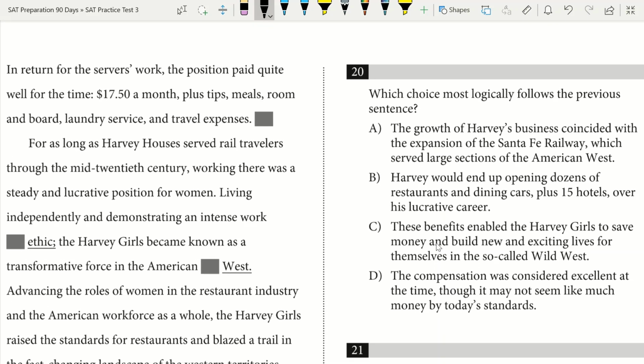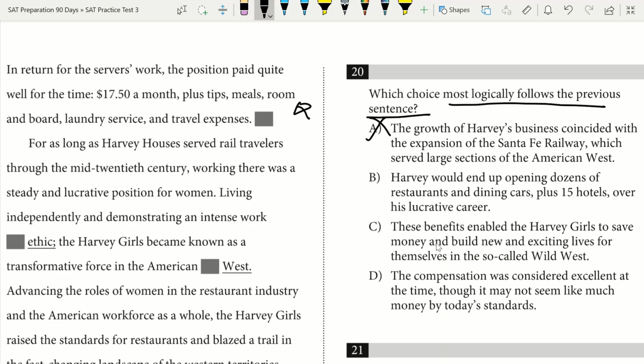In return for the server's work, the position paid quite well for the time, $17.50 a month, plus tips, meals, room and board, laundry service, and travel expenses. Okay, which choice most logically follows the previous sentence? So we're looking for something that's either illustrating this previous sentence or wrapping up our paragraph as a whole here. So we have A, the growth of the Harvey business coincided with the expansion of the Santa Fe Railway, which served large sections of the American West.